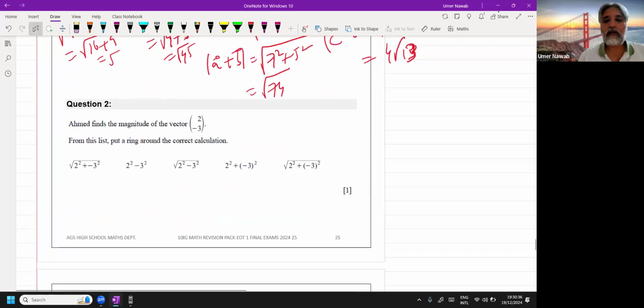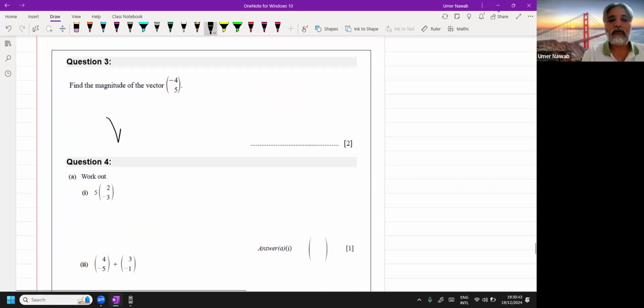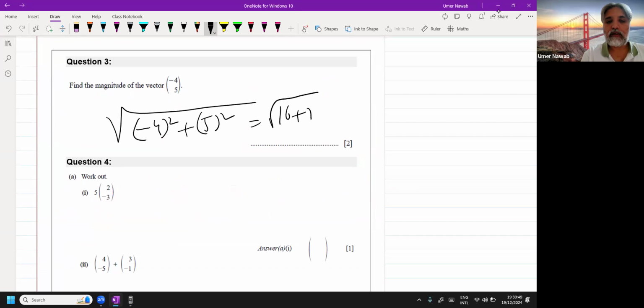Next is which formula is representing the correct magnitude? Obviously this one. Magnitude, guys: (-4) squared plus 5 squared. So this is 16 plus 25, and that will give you square root of 41. Or if you want to write it in three significant figures, you can do that.